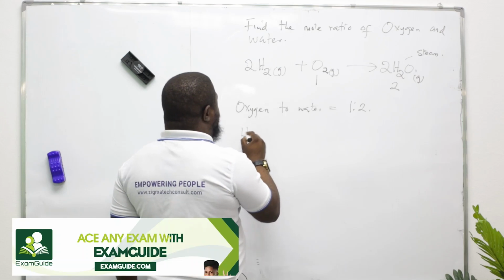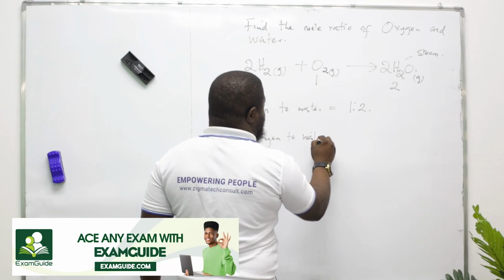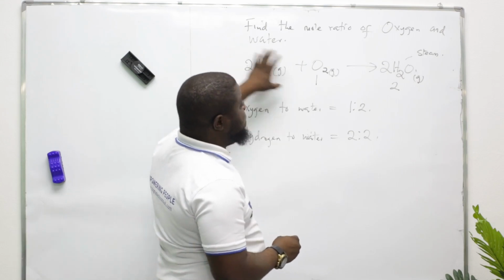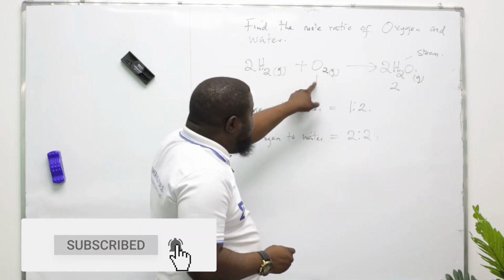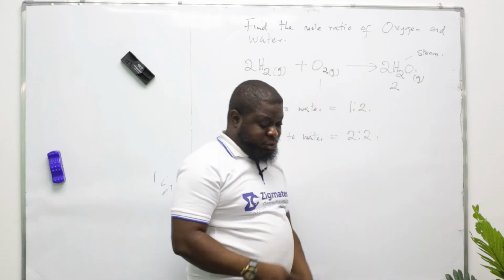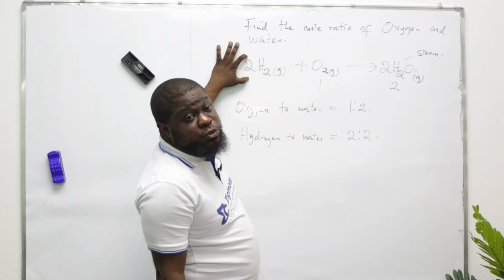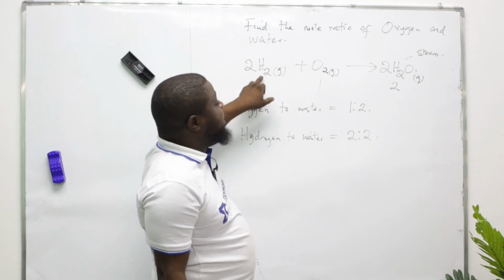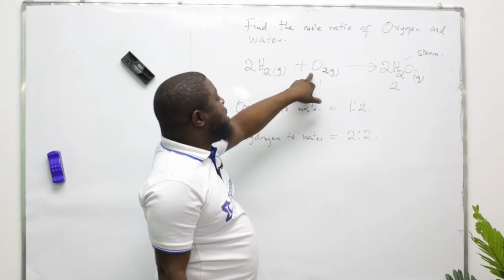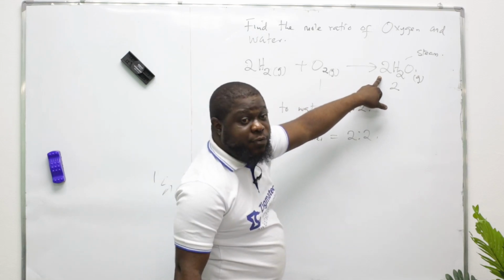While hydrogen to water will be 2:2. Why? Because for every 2 molecules of hydrogen, water is formed. And for every 1 molecule of oxygen, water is formed. So in essence, for every 2 moles of hydrogen, remember these 2 here represent the number of molecules, or you can call it moles. Either 2 molecules of hydrogen or 2 moles of hydrogen. Either 1 molecule of oxygen or 1 mole of oxygen. Either 2 molecules of water or 2 moles of water.